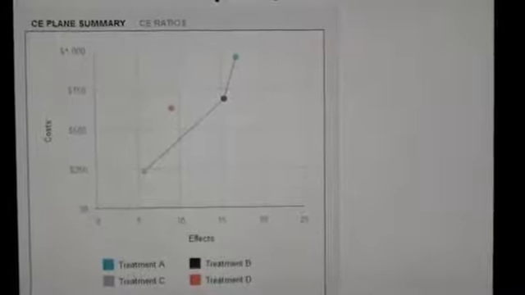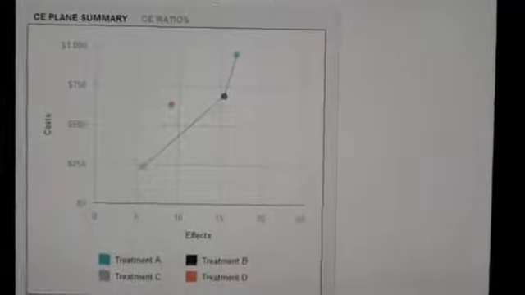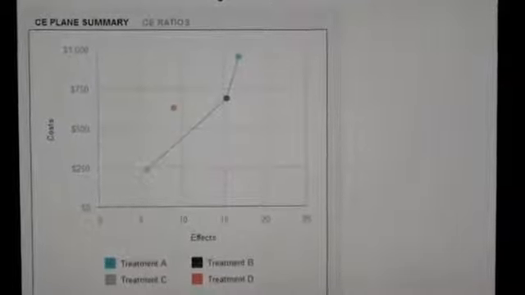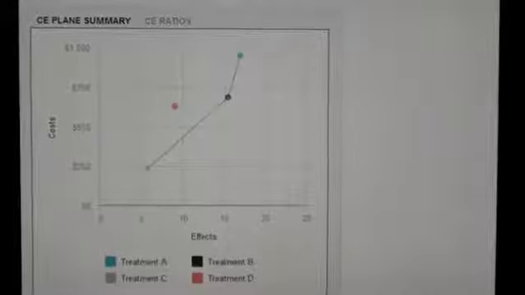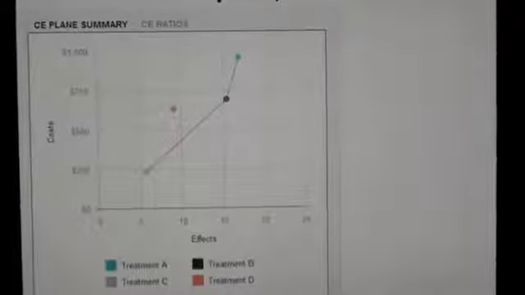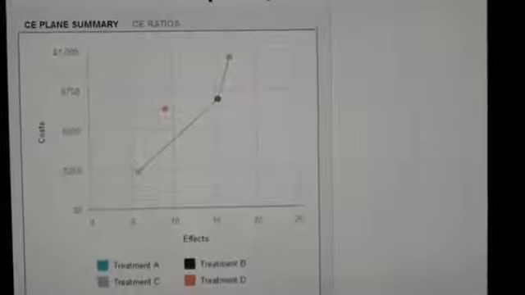What we can do then on this efficiency frontier is take a look at which options joined up have the lesser slope, which means that it is the lesser ICER. So in this particular case, if we were only considering these 4 options, we would consider that treatment B versus C is actually a better deal than choosing treatment A.